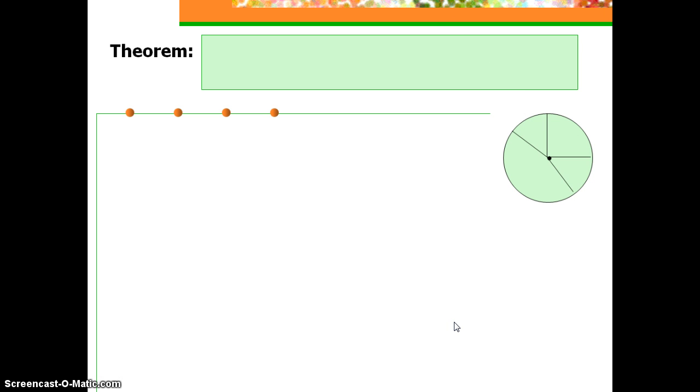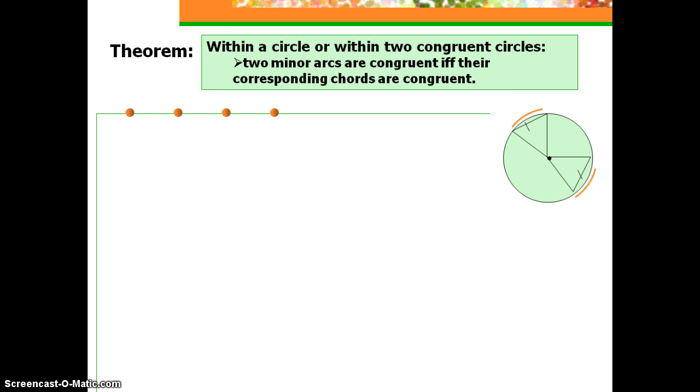Our first theorem is: within a circle or within two congruent circles, two minor arcs are congruent, so this arc and this arc are congruent, if their corresponding chords are congruent. Notice that the chords are also marked congruent here and here. So the arcs are congruent if the chords are congruent.